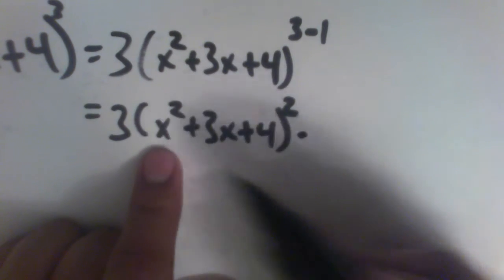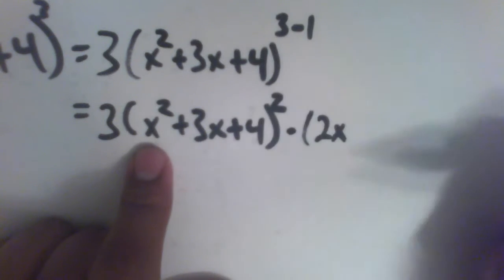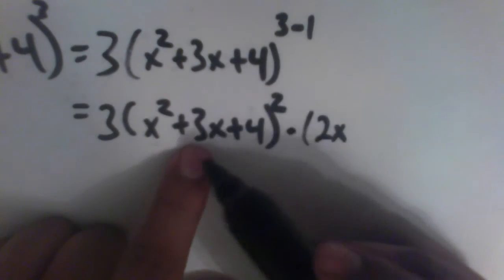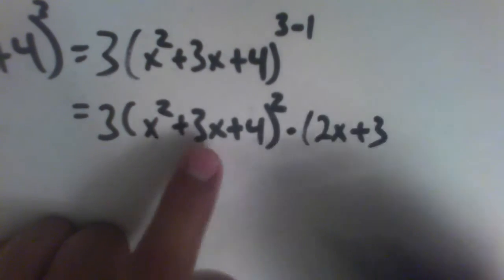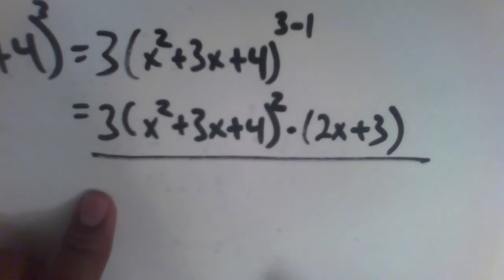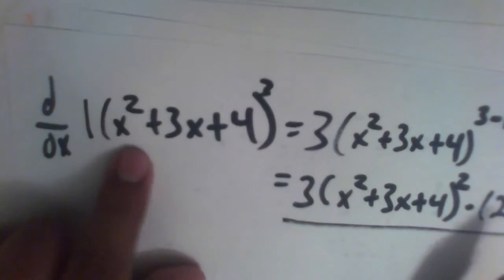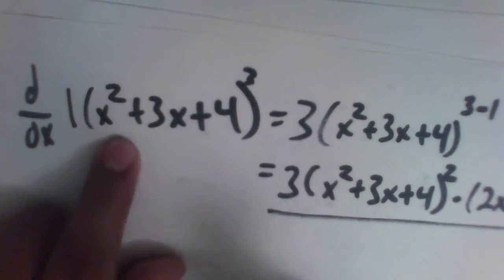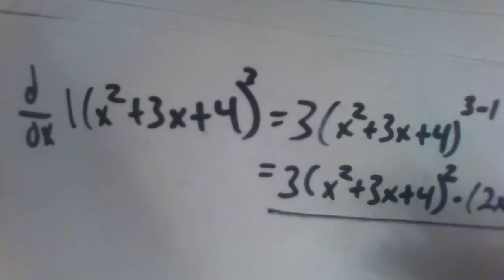Well, what's the derivative of x squared? That's going to be 2x, right? What's the derivative of 3x? Well, that's just going to be 3. The derivative of 4 is 0, so that's it. So this is the derivative of this. I'm going to do more examples because the chain rule is probably what trips people up a little bit.